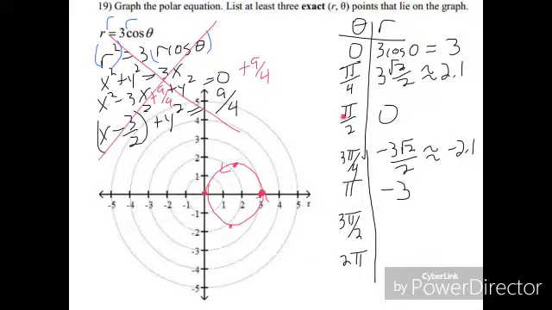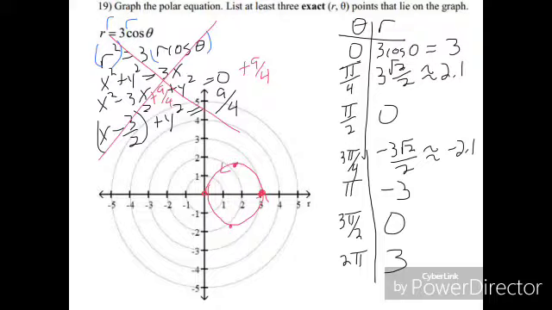But for plotting points, every so often stop and see how far you've gone. You might be able to pick up on patterns. Once we got to here and then here, I've done a full circle. It's just going to keep doing that full circle. And you could check if you needed a little more. 3 pi halves: cosine of 3 pi halves is 0, 0 times 3 is 0. Cosine of 2 pi is 1, times 3 is 3. In this direction, go 0. In this direction, go 3. We're just going around again.